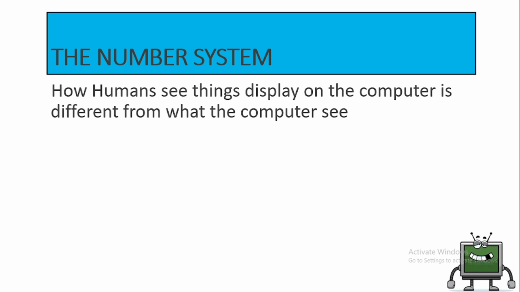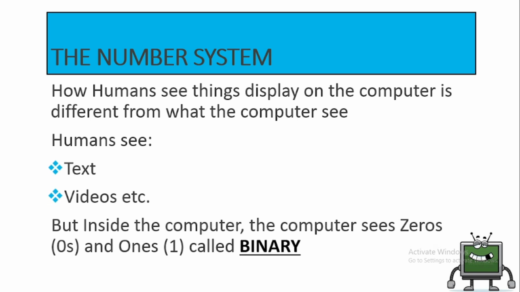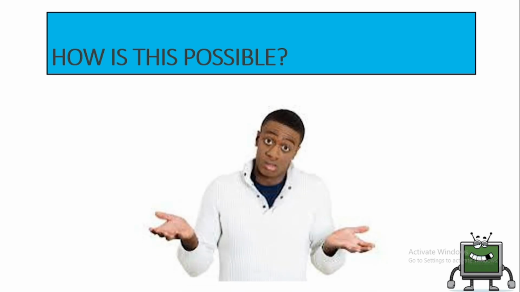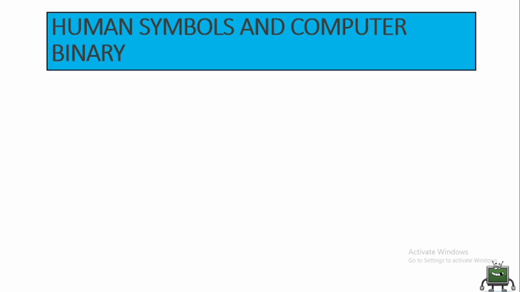Moving forward, we said earlier that how humans see things displayed on the computer is different from what the computer sees. As we see text and videos, the computer actually sees zeros and ones. That is binary. And how is this actually possible? Now let's look at it: human symbols and computer binary.